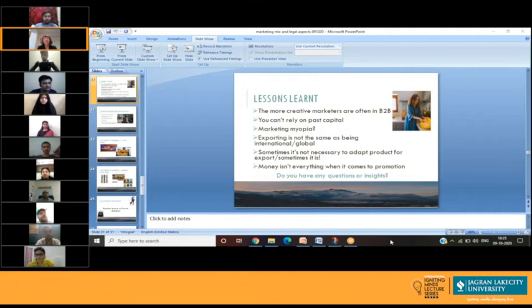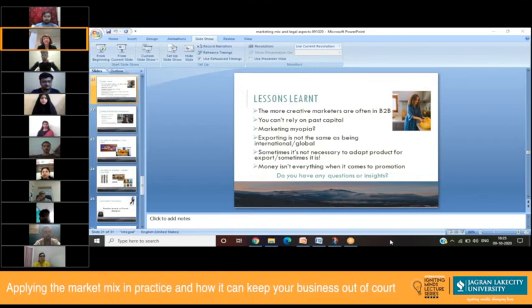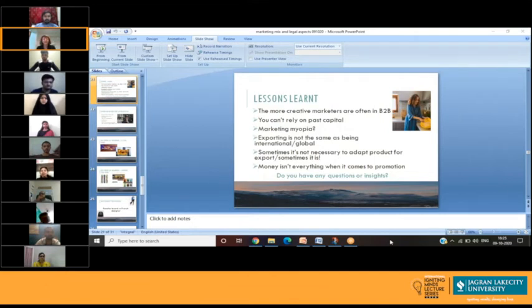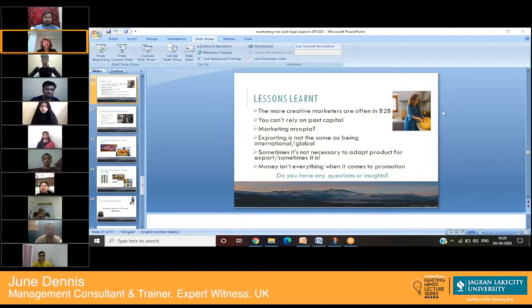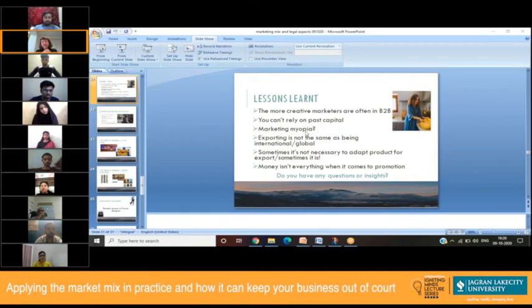Linked to that, sometimes it's not necessary to adapt your product to export, sometimes it is. And what I also want to say is money isn't everything when it comes to promotion. I didn't mention promotion budgets. My biggest budget was for the dust mats. I hardly had any budget for things like the plastic and the hats, and yet we did an awful lot of things. Now, obviously, with hats, it's easy. You get a famous person wearing your hat, you can take some photos, and you get a lot of promotion from that. We didn't have social media then. It would have gone all over social media if we could say that was our hat.